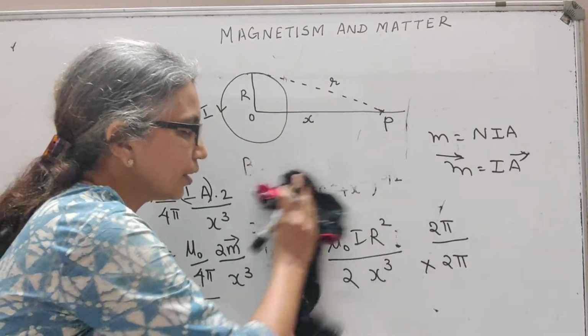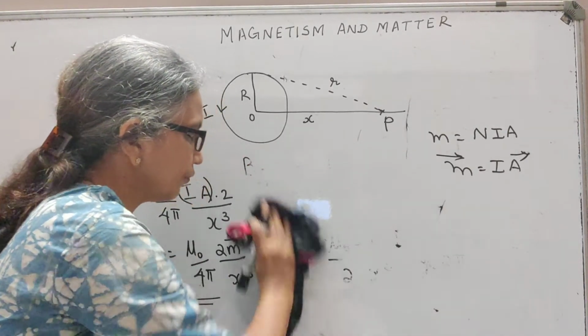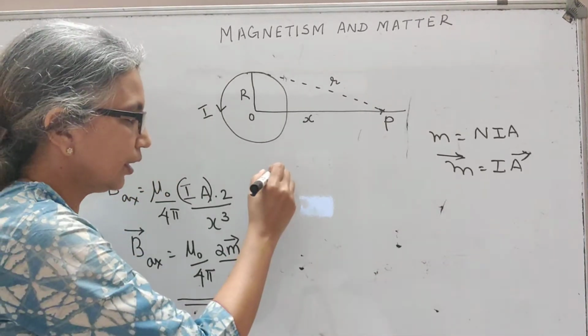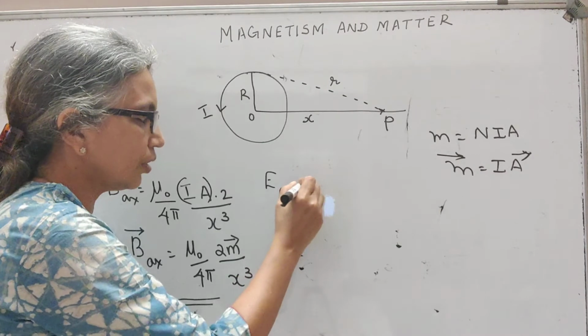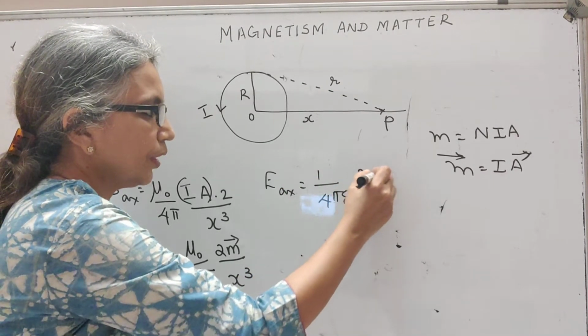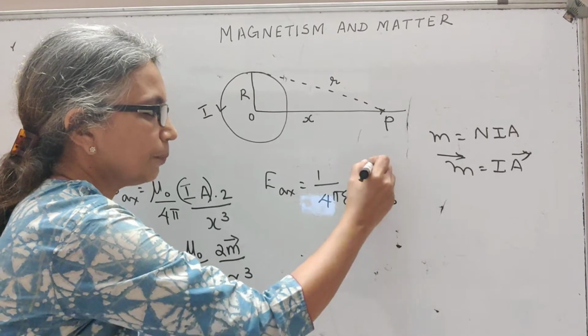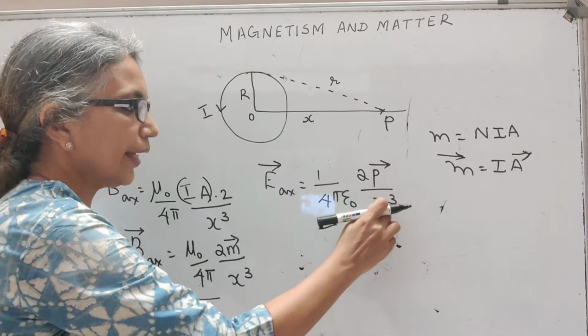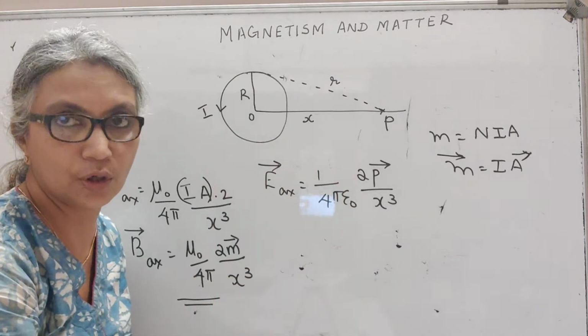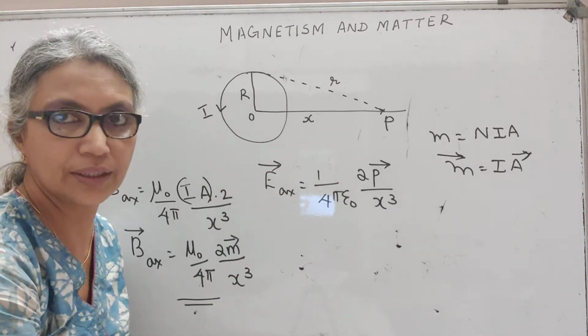Remember, in electrostatics, for dipole we derive two equations, E equatorial and E axial. In that E axial, the formula was 1 by 4 pi epsilon 0 2p by x cube, where p is the dipole moment and x is the distance from the center of the dipole to the point along the axis where you are finding the magnetic field.